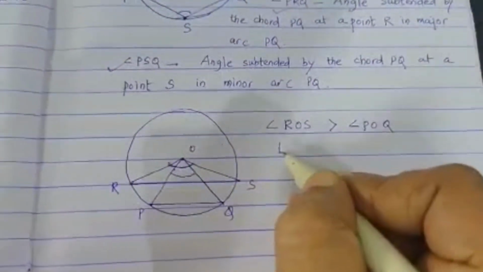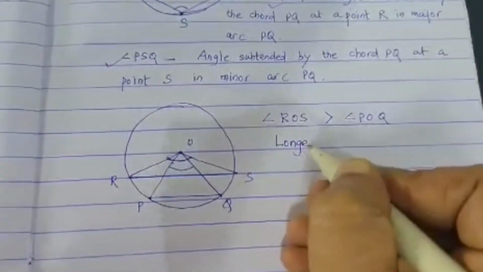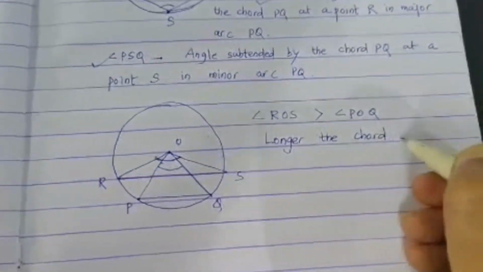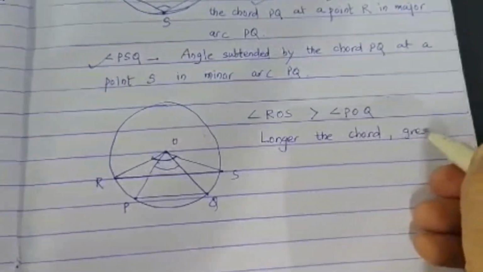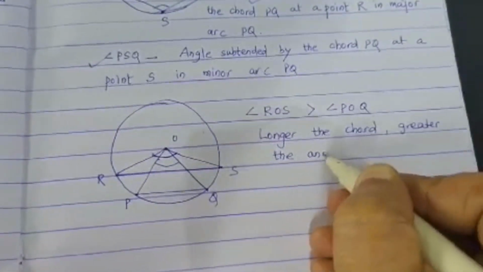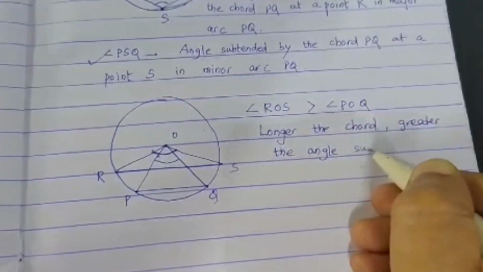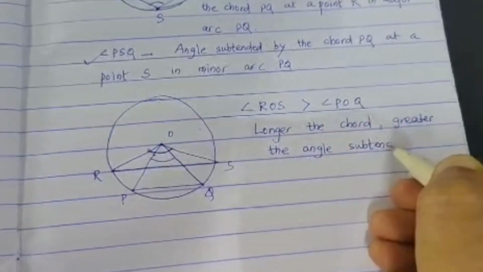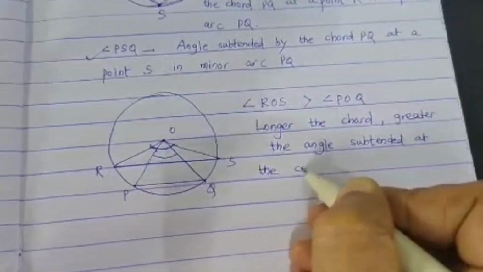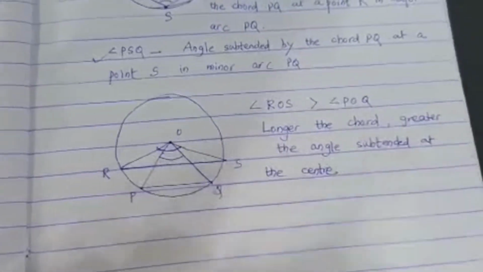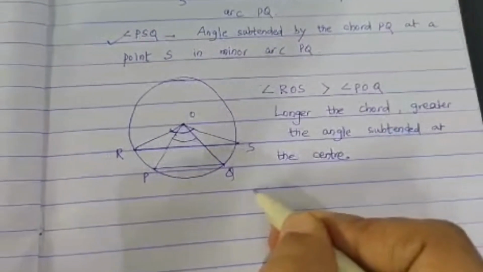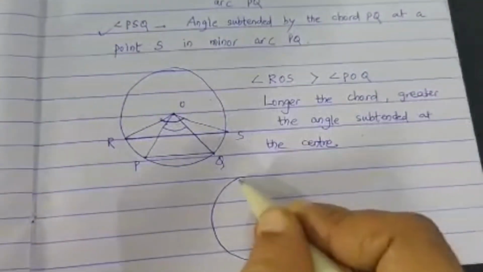So, longer the chord, greater the angle subtended at the center. Now what will happen if we take two chords of similar length, equal size?